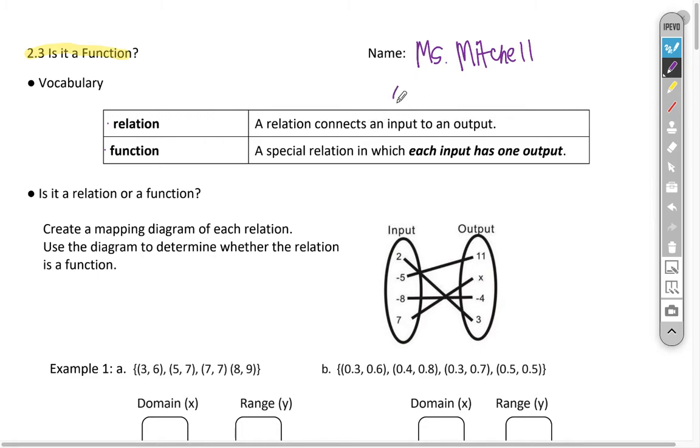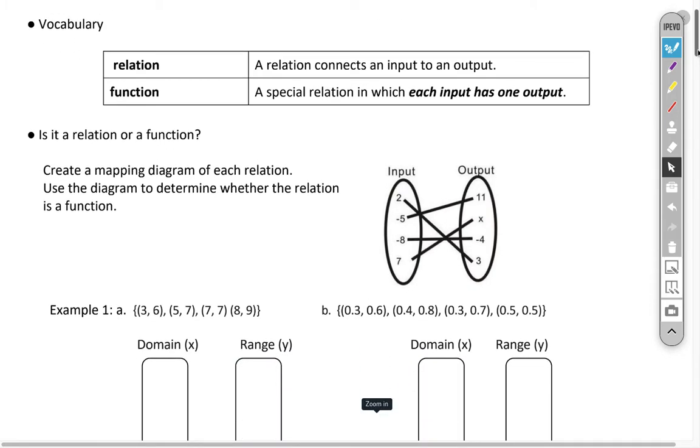So basically, this is saying we get an x and we get a y. They're connected to each other. So this is a relation. But a function is actually a type of relation. It's a special relation in which each input only has one output. This might seem a little confusing right now, but as we continue, you will understand and be able to decide if it's a relation or if it's a function.